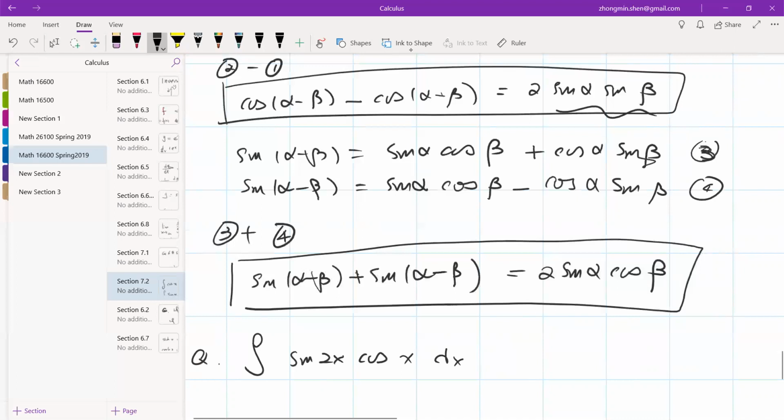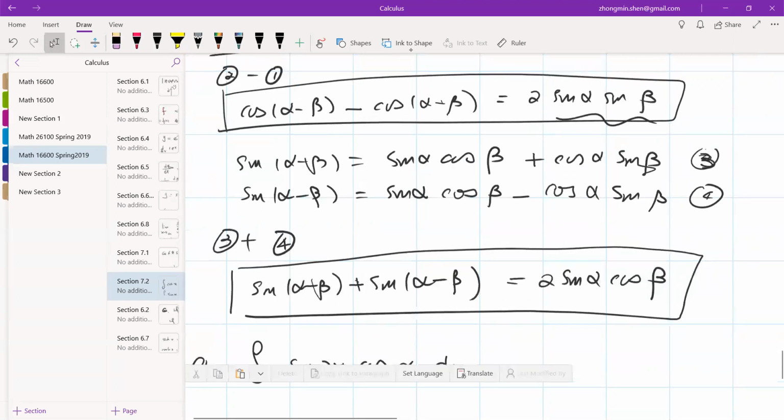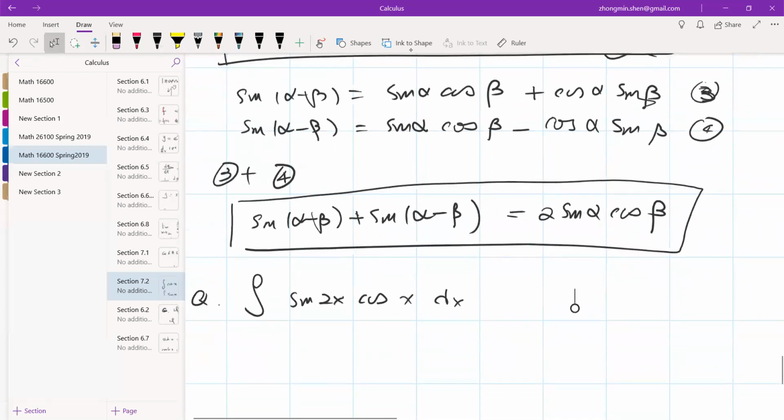So you can use the above formula. Let's look at what sine is. The formula we're going to use is right above, right? So it's going to be 1/2, where alpha is 2x and beta is x. So sine of 2x plus x is 3x, plus sine of 2x minus x, just x. Okay, so that's what we get.